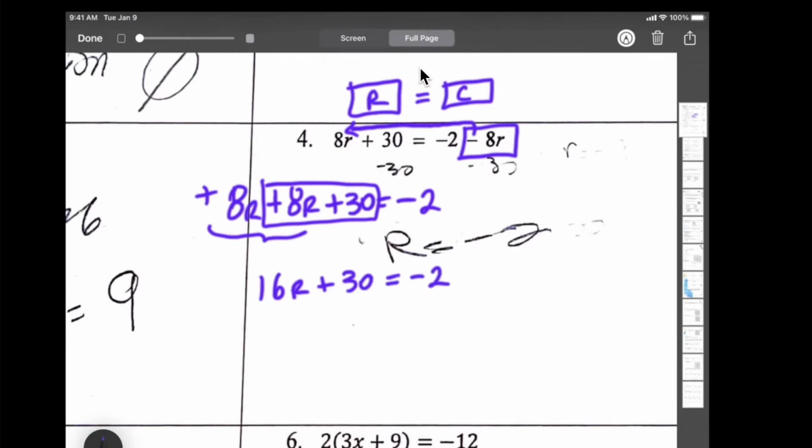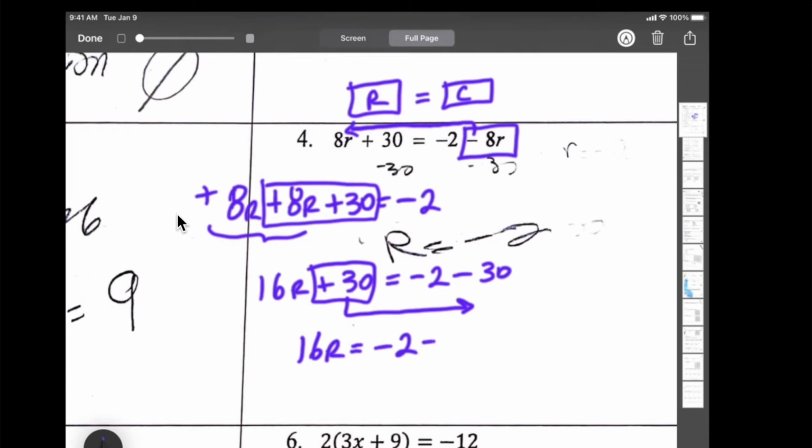Over here, here's our schematic. We're having the r's on one side. We're going to get the constants on the other. How do we do that? We take this positive 30, we move it to the other side of the equation, and when we do that, we change the sign. So this becomes a negative 30. So now we're going to have 16r equals minus 2 minus 30.